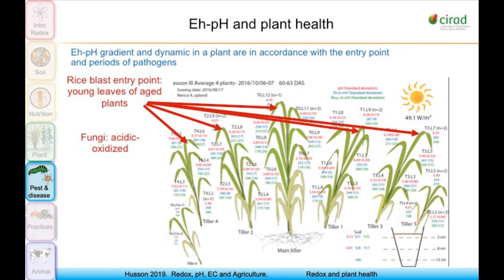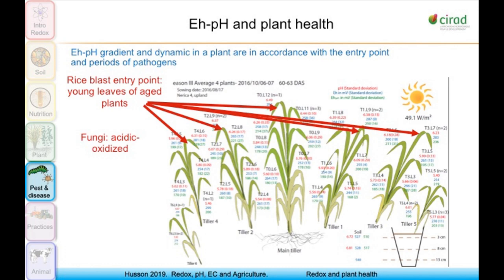What we see also is that this gradient and this dynamic in plant EH and pH, for rice, is perfectly in accordance with the entry points of the different pathogens. For the fungi, we said acidic, oxidized. Pathologists, when they want to inoculate rice blast, let the rice stay in the dark for 2 days, so oxidation. And they inoculate the last leaf of rather old plants. It's maximum EH, minimum pH in the plant.